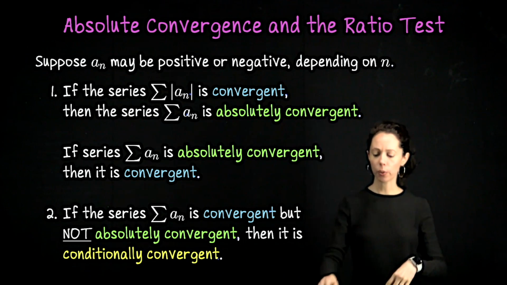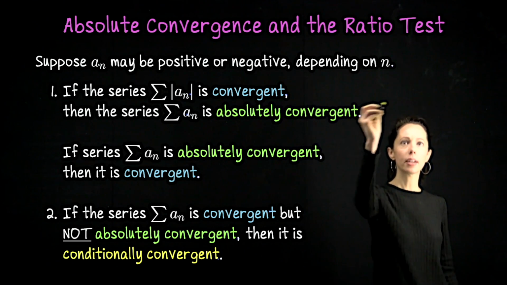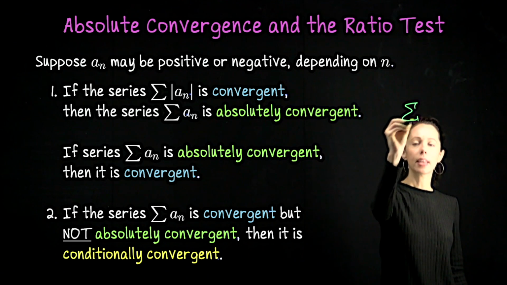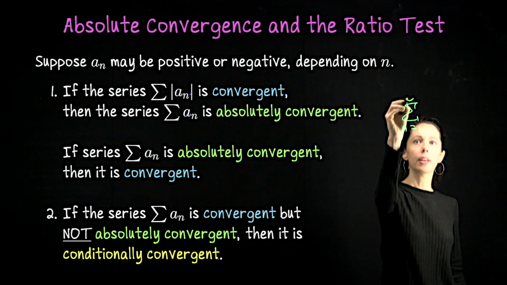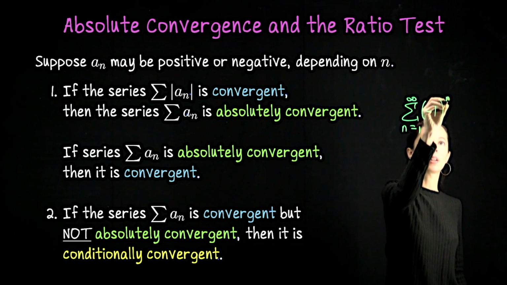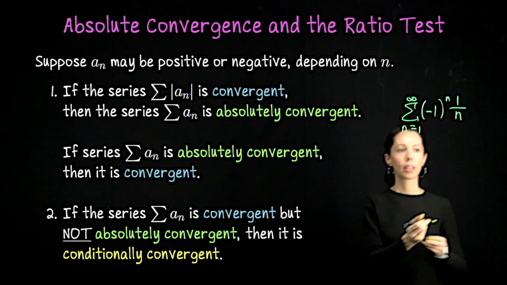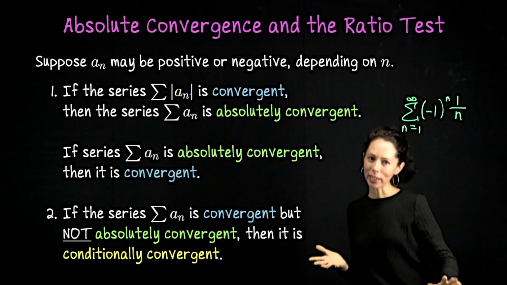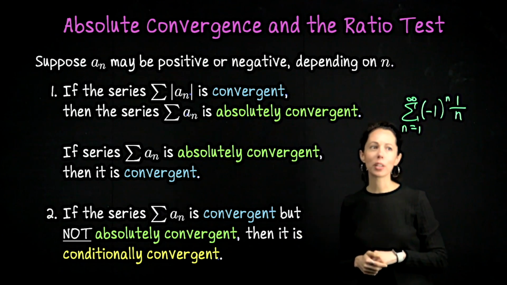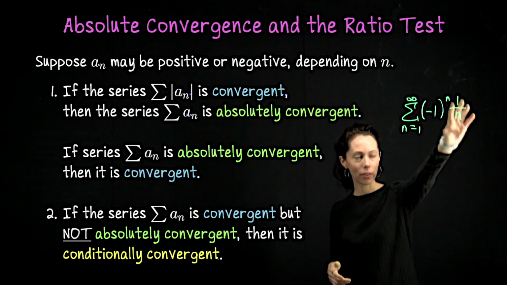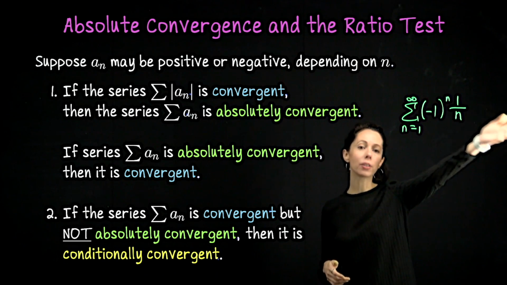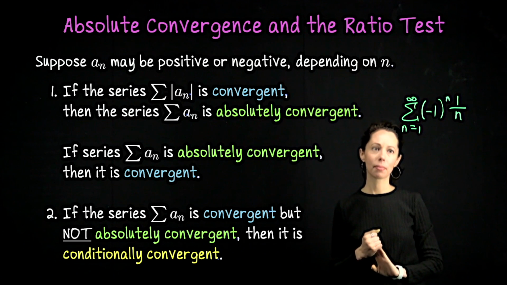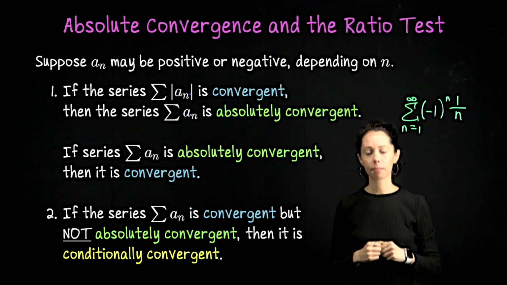Let me see if I can actually squeeze an example here. So, consider the series that looks like n equals 1 to infinity, negative 1 to the n, 1 over n. This is the alternating harmonic series. It's quite easy for an alternating series to converge. We just need for these terms, the 1 over n in this case, to be monotone decreasing down to 0, and that's it. So this series converges.